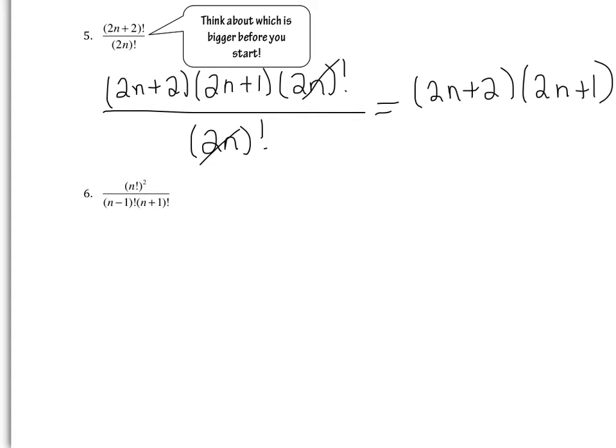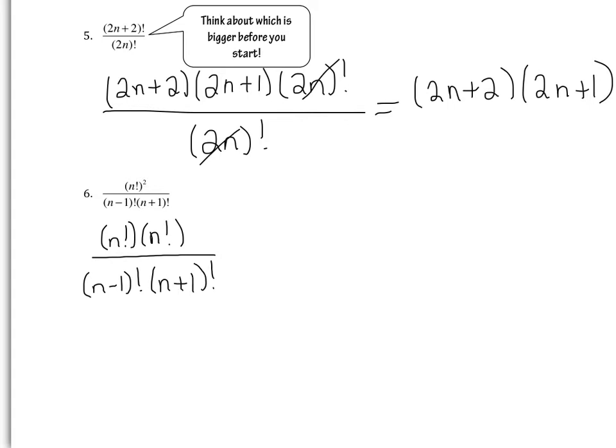Now, the one in number 6 is a little bit trickier. You just have to be careful because we don't quite know what to do with n factorial squared. How do we handle that? Can we distribute it in somehow? We don't really know. It's hard to apply those types of properties to factorials. But if you just rewrite it, we do know it at least means this. So if we rewrite it like this, now this is something that I can work with.